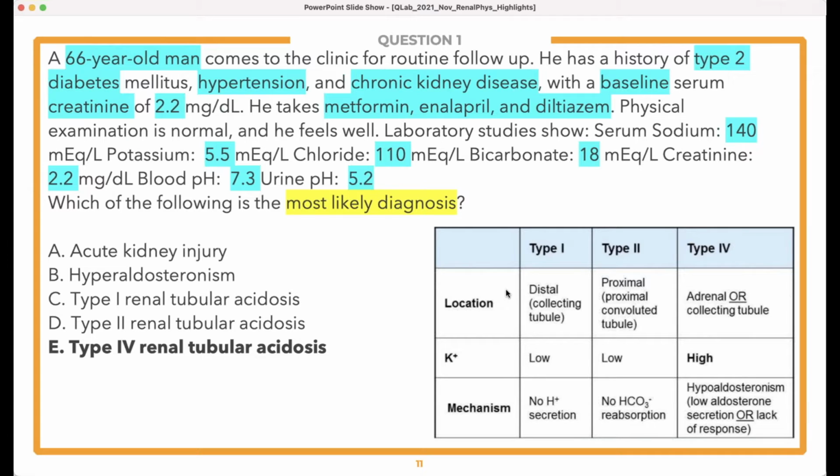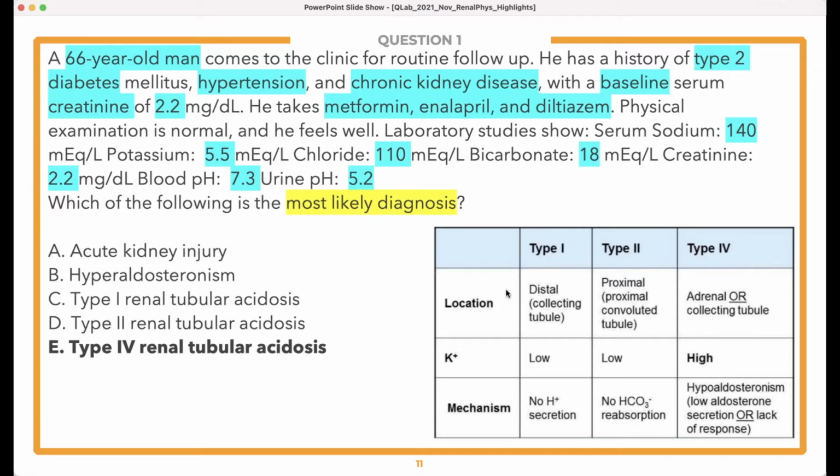One of the main things with your three main types of RTA is to know exactly where the issue is happening in the nephron, okay? That's one of the most important things, because from there, if you know the cells in that area and the types of transporters, then you can figure out what's going to happen to the potassium, sodium, and bicarb and things like that. Now, as we can see here, type 4 RTA is the one with an elevated potassium, and that potassium is a little bit elevated, 5.5. So automatically, maybe leaning towards type 4 RTA, okay?